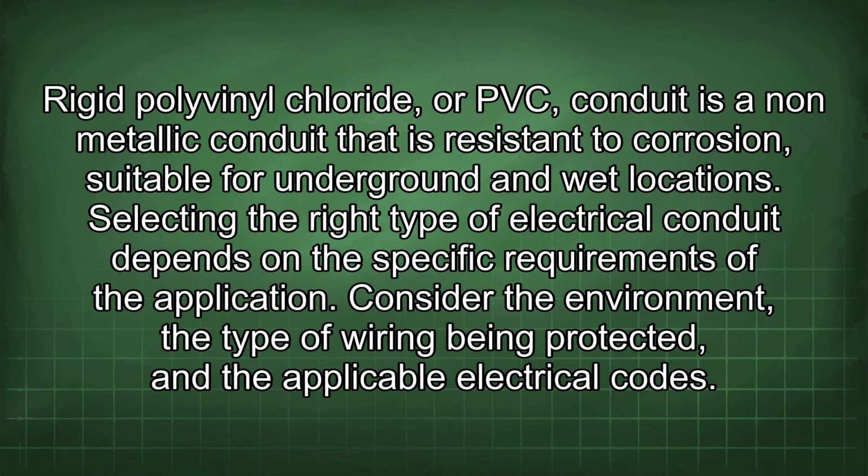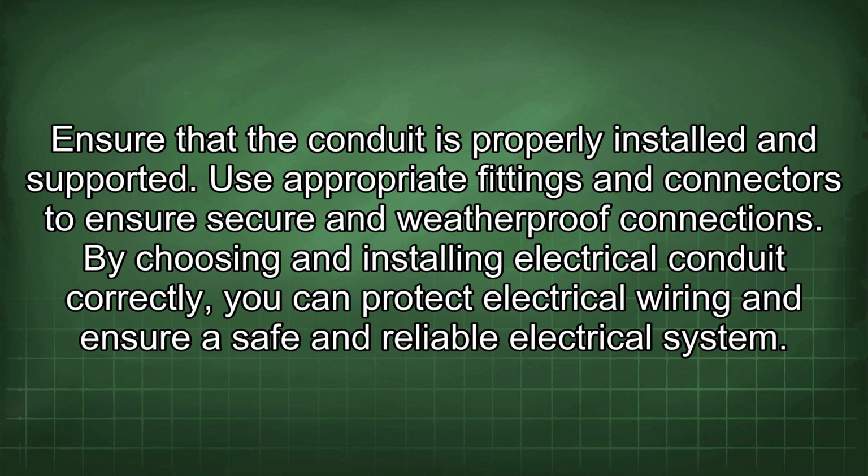Consider the environment, the type of wiring being protected, and the applicable electrical codes. Ensure that the conduit is properly installed and supported. Use appropriate fittings and connectors to ensure secure and weatherproof connections. By choosing and installing electrical conduits correctly, you can protect electrical wiring and ensure a safe and reliable electrical system.